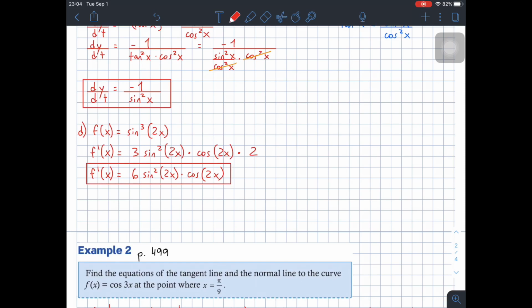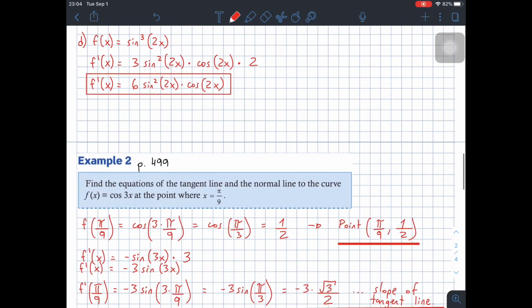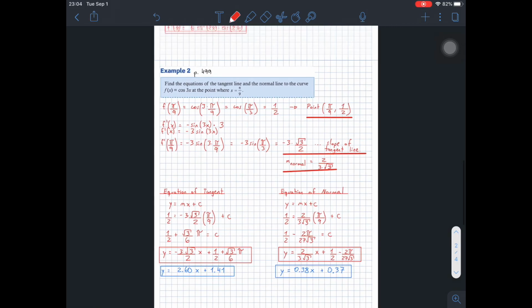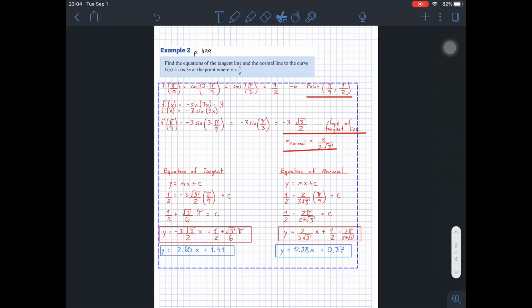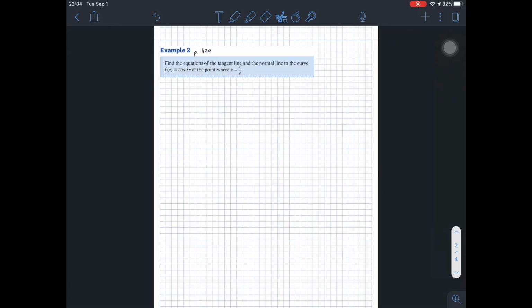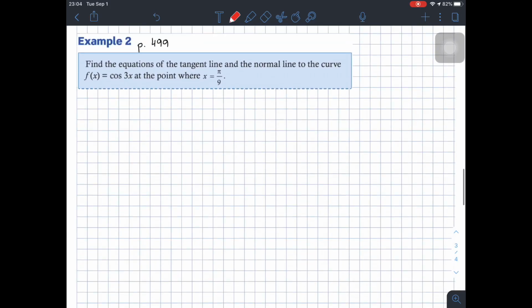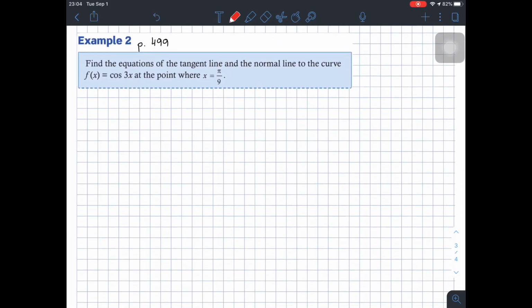Now let's see example 2, which is the last set of exercises. Again, I have already solved this, but I'm going to erase it to do it together. There you go. So it says, find the equations of the tangent line and the normal line to the curve f of x equals cosine of 3x at the point where x equals pi over 9. Okay, so this is something that we already know how to do, right? We already know how to find the tangent line and the normal line to a curve. If you remember, there are some steps that we need to follow in order to find these equations, right?